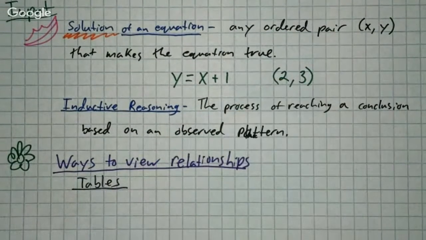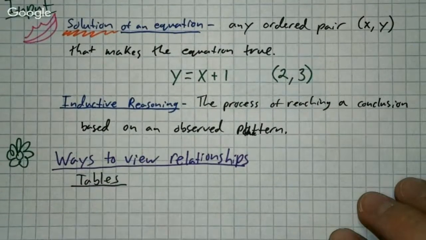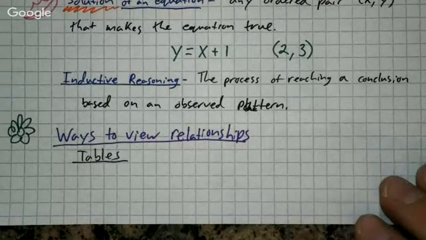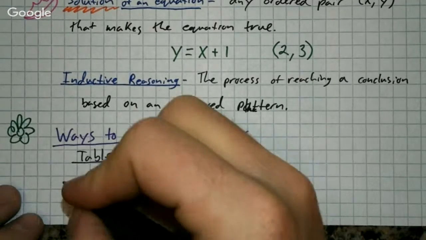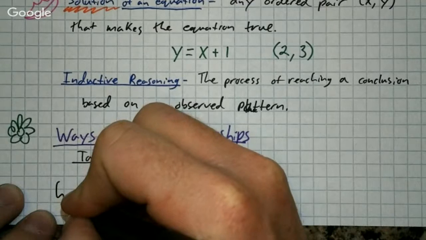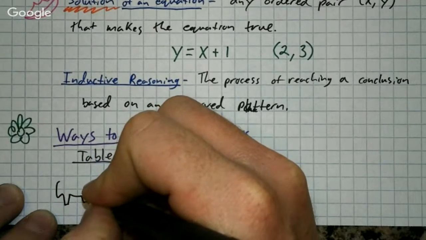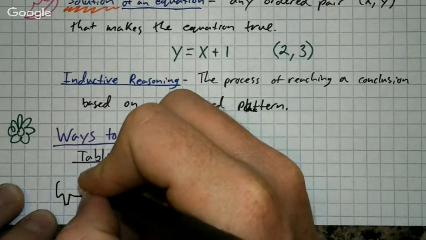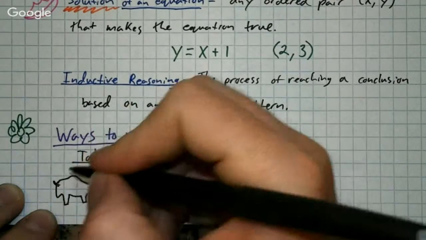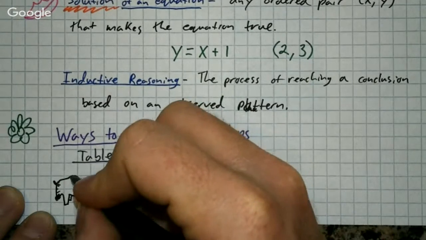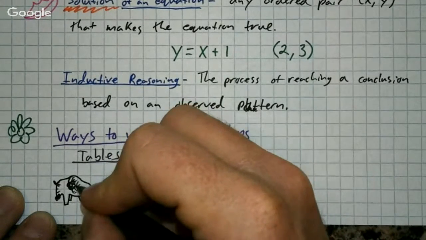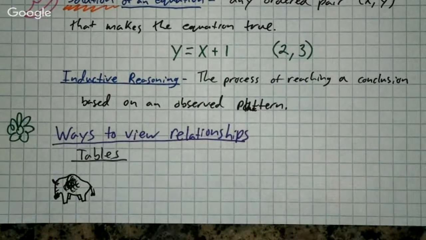One way to view relationships is to view a table. So we're going to create a table based on a relationship here real quick. I'm going to do my absolute best to draw this. It may fail, but here we go. The relationship we're going to be using is, oh boy. It's supposed to be a buffalo. Just pretend that that's a buffalo. It's not horrible. All right, I'll take it.